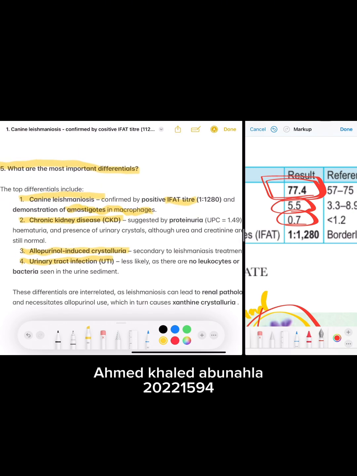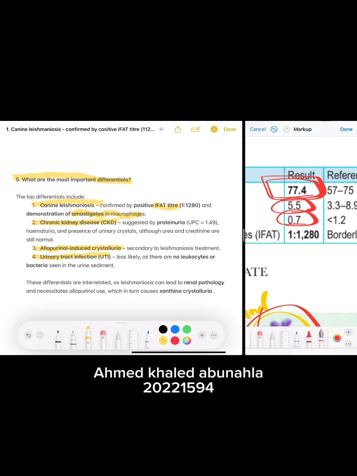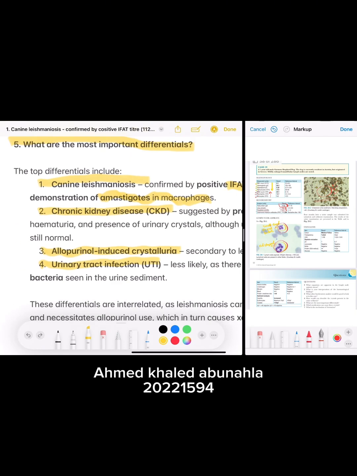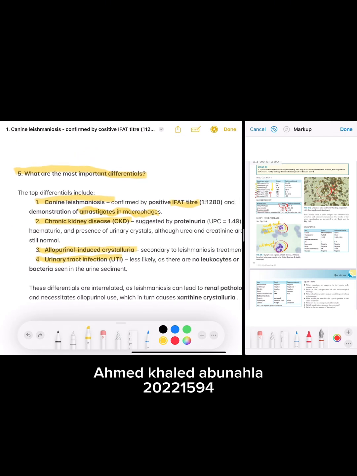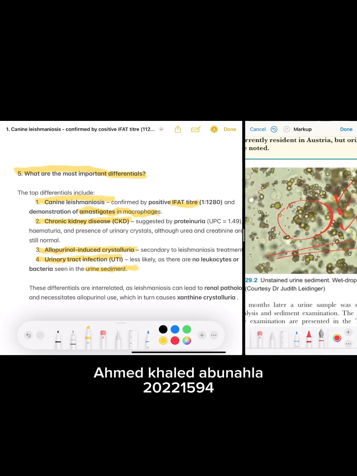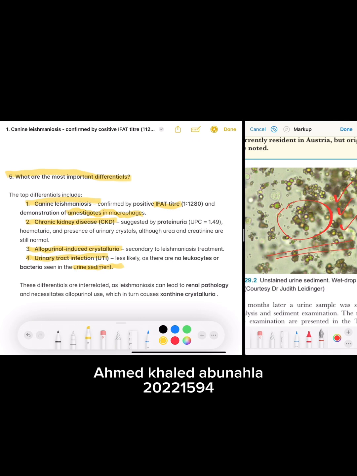Number 3 is allopurinol-induced crystals. As we said before, it is secondary to leishmaniasis treatment because this dog is treated with allopurinol. Number 4 is urinary tract infection. It is less likely as there are no leukocytes or bacteria seen in the urine sediment here. The differentials are interrelated, as leishmaniasis can lead to renal pathology and necessitates allopurinol use, which in turn causes xanthine crystalluria.